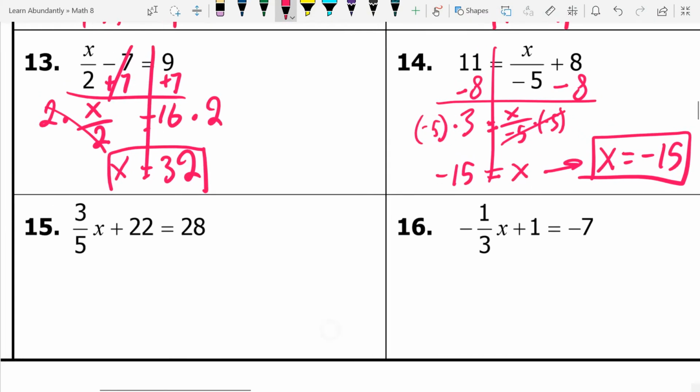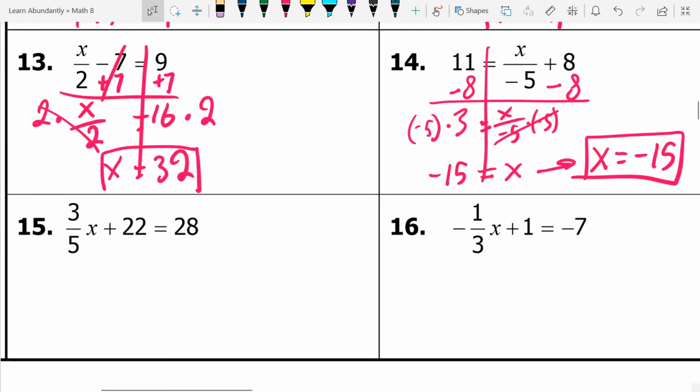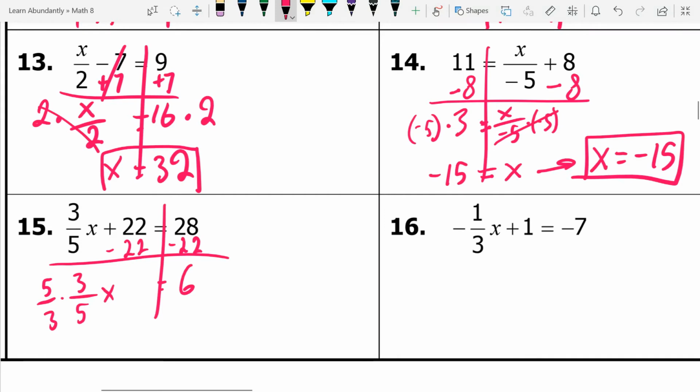Number 15, I want to get rid of the plus 22 first. So I'm going to subtract 22. And that leaves me with 3 over 5x equals 6. Now, I have a fraction in front of the variable. So what I'm going to do is multiply by the reciprocal. That means I'm going to multiply by 5 over 3. I have to do that to both sides, so I'm going to go over here and multiply by 5 over 3 as well. Now, on the left side, it just cancels out. That 5 over 3 and 3 over 5, they make each other go away. On the right-hand side, if I type that in my calculator, I get x equals 10.